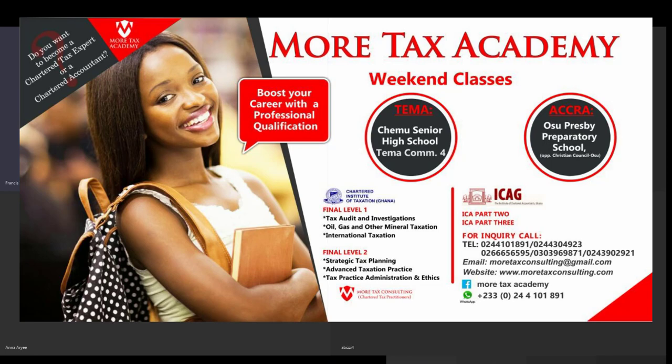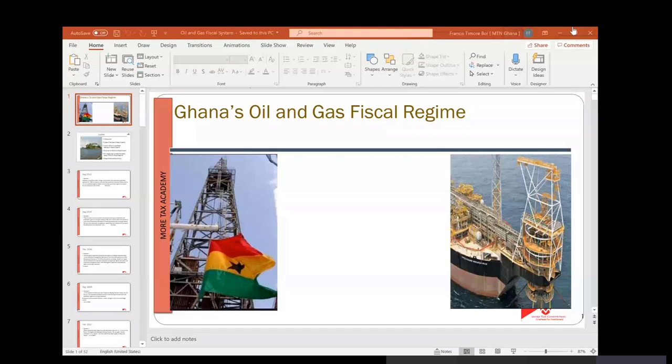I'm saying this because if you read the questions, the way the questions are framed in this area, it appears that academically we've not settled on which ones are the core or which ones are the main. So I'm going to take you through the fiscal regimes. We've already done most of them, but we just want to put them in the right perspective, especially how the exams come.